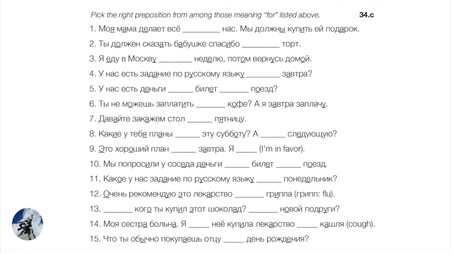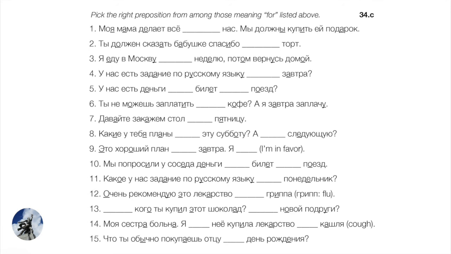Number 8, what are your plans for this Saturday? Okay, again, future plans, that's going to be na plus accusative. Какие у тебя планы на эту субботу? Okay, well, what about your plans for the following Saturday? А на следующую? Right, a little follow-up question. Какие у тебя планы на следующую субботу?